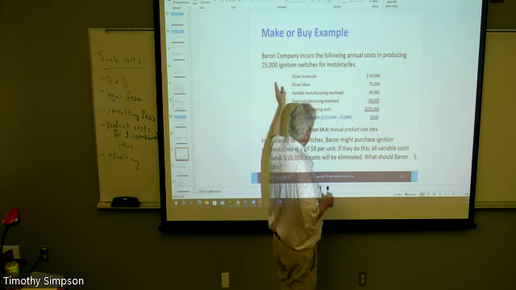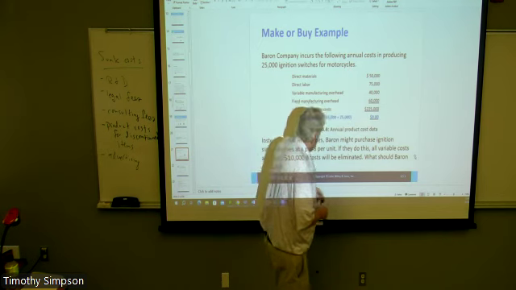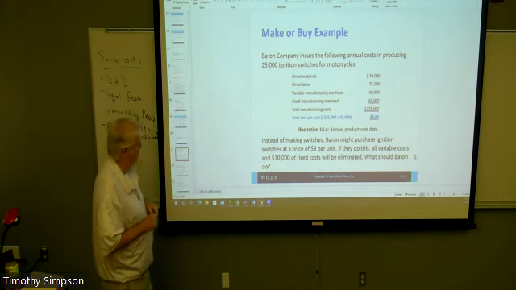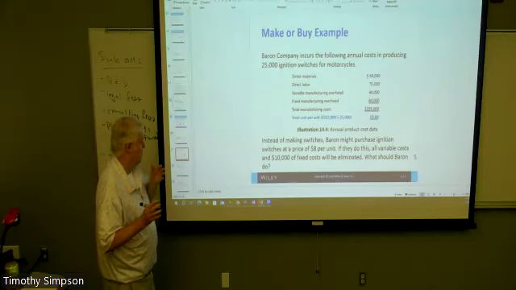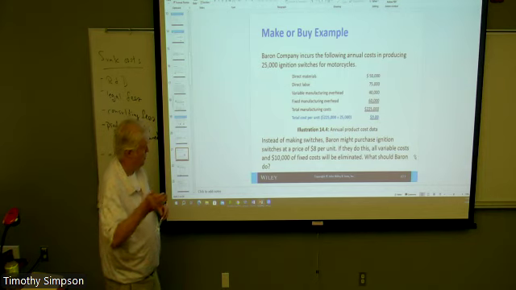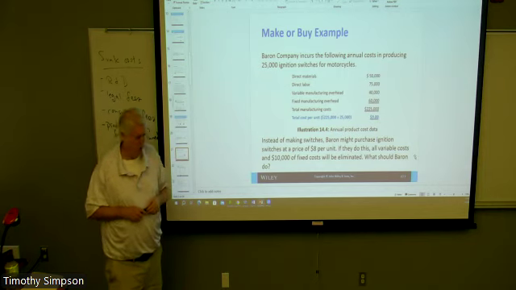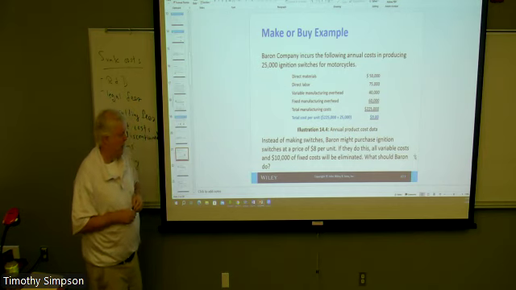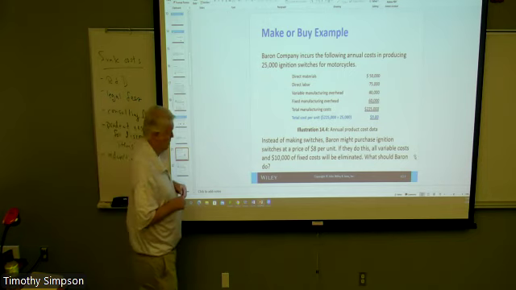225 divided by the 25,000 gives us $9 per unit. So in this case, the scenario presented is, instead of making these switches, they might just simply buy them as finished goods somewhere. Who knows? Maybe a different country can make those better, cheaper, and faster. And a lot of companies will source foreign-made outputs and simply resell them. It's a different market, so the seller doesn't care.